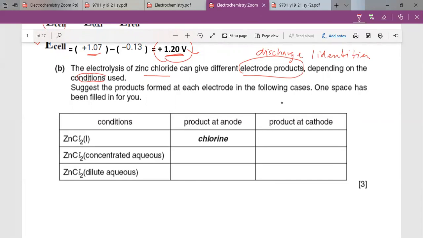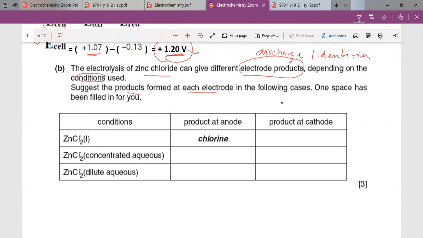Suggest the products formed at each electrode in the following cases. One space given. Now, of course, they give this space. It means that they ask you to work it out. Of course, you can use Form 5 knowledge. Sometimes you can use it because it's very simple. But I'm going to show you the Form 6 way again, because sometimes it comes out harder than this. You require the equation. That's when the water is important.